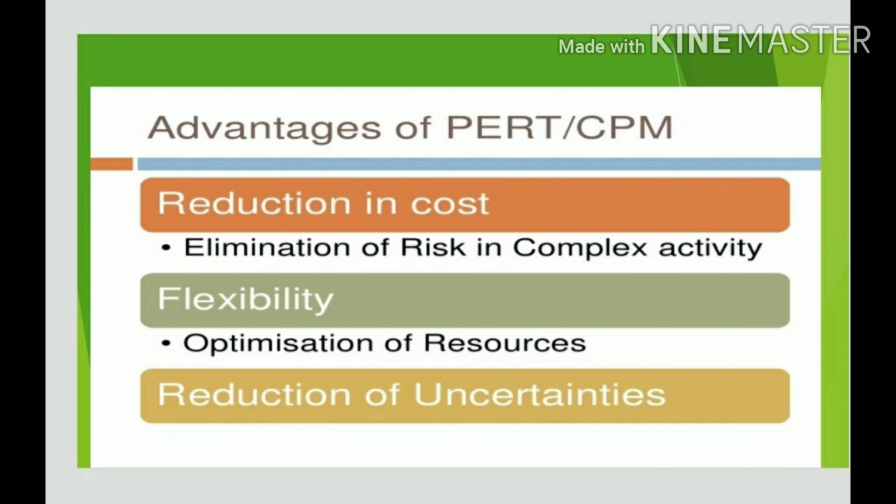Next one is the advantages of PERT and CPM. First advantage is reduction in cost, meaning elimination of risk in complex activity. Second is flexibility, meaning optimization of resources, and third one is the reduction of uncertainties.